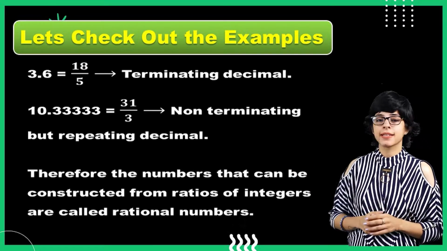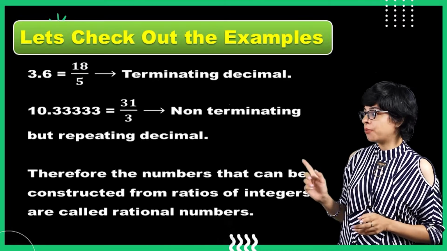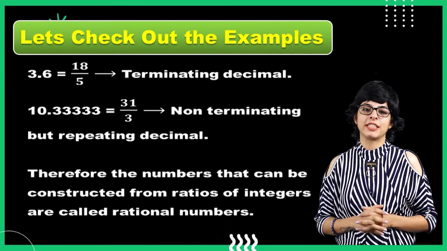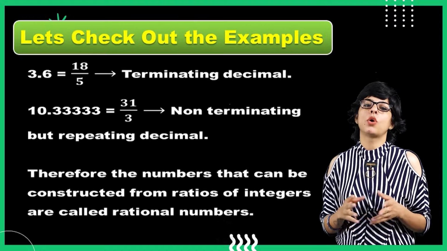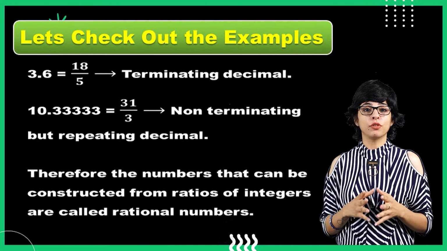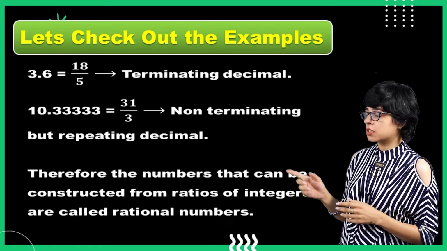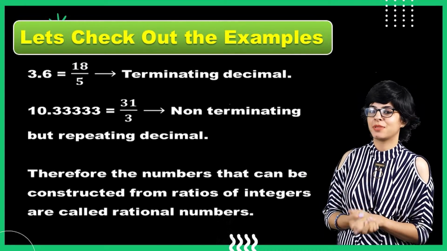The second one says 10.3333 till infinity. 10.3333 till infinity is equal to 31 upon 3. This is a non-terminating but repeating decimal. Therefore, the numbers that can be constructed from the ratios of integers are called rational numbers.